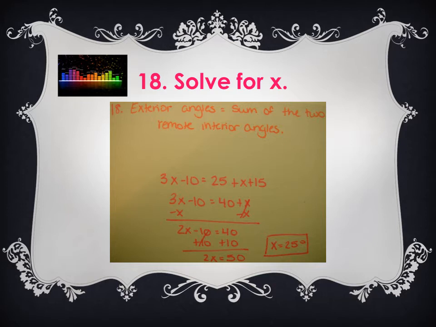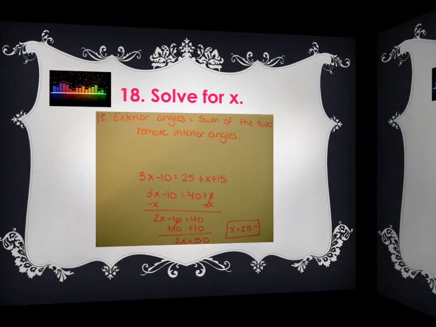We can add 25 and 15 to give us 40. Then we subtract x on both sides, giving us 2x minus 10 equals 40. When we add 10 to both sides, we get 2x equals 50, and then divide 2 on both sides, giving us x equals 25 degrees.